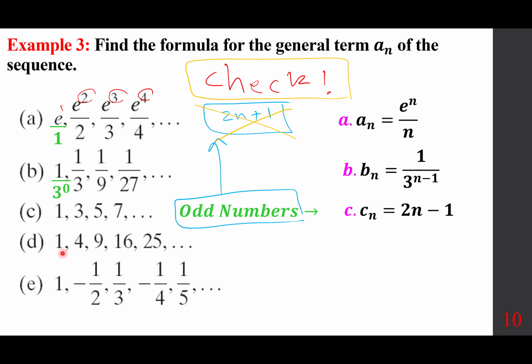So this is 1. Then we go to 4, 9, 16, 25. We notice we are squaring natural numbers. So 1 squared is 1, 2 squared, 3 squared, 4 squared, 5 squared. So square of numbers. So that must be n squared.